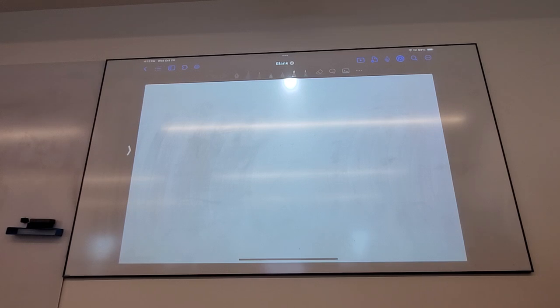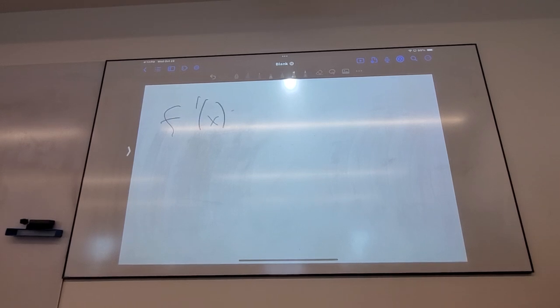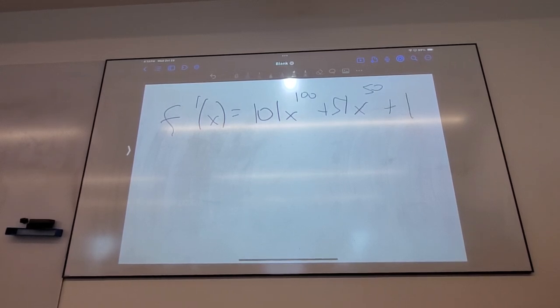Yes, because it's asking about max and min, yes? What's the derivative of this function? Plus one. Yes, okay.